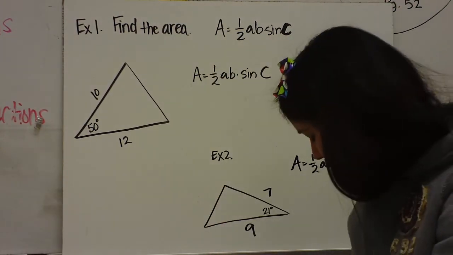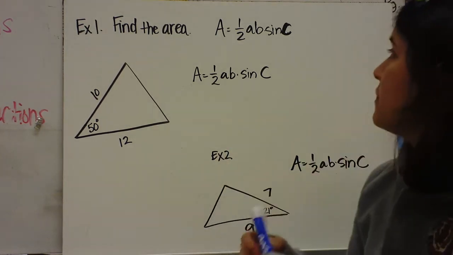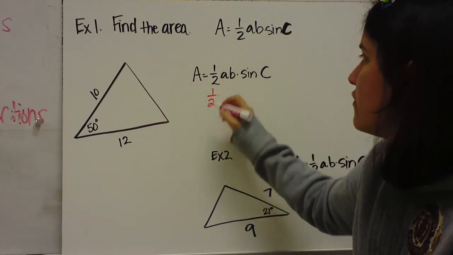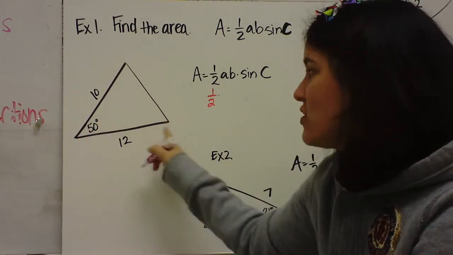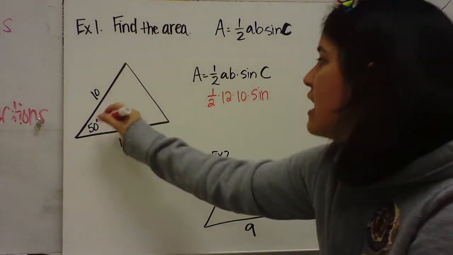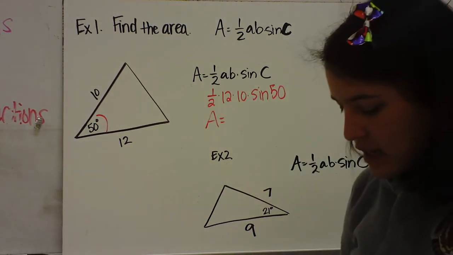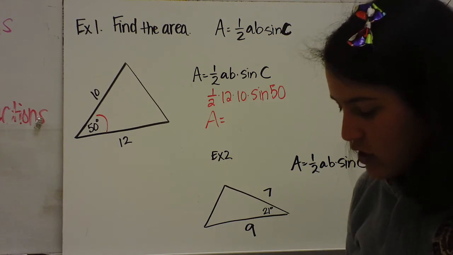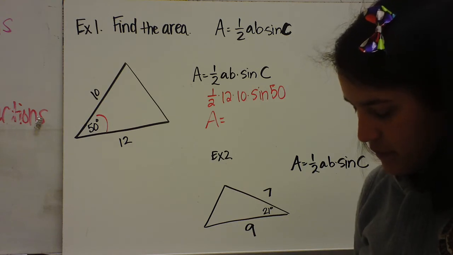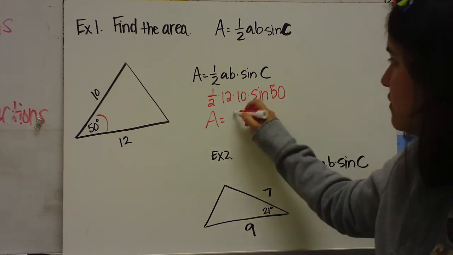Now to use it, the examples are pretty easy. You just put the numbers in and you solve. So I'm going to just do two examples with you. I have the formula, and I want to find the area of this triangle. So I start with 1/2. My a and b are my two sides, so I have 12 and I have 10. And then the sine of this angle, 50. Now when you type this in, don't forget to make sure that your calculator is on degrees. And you would type in 1/2 times 12 times 10 times sine of 50.